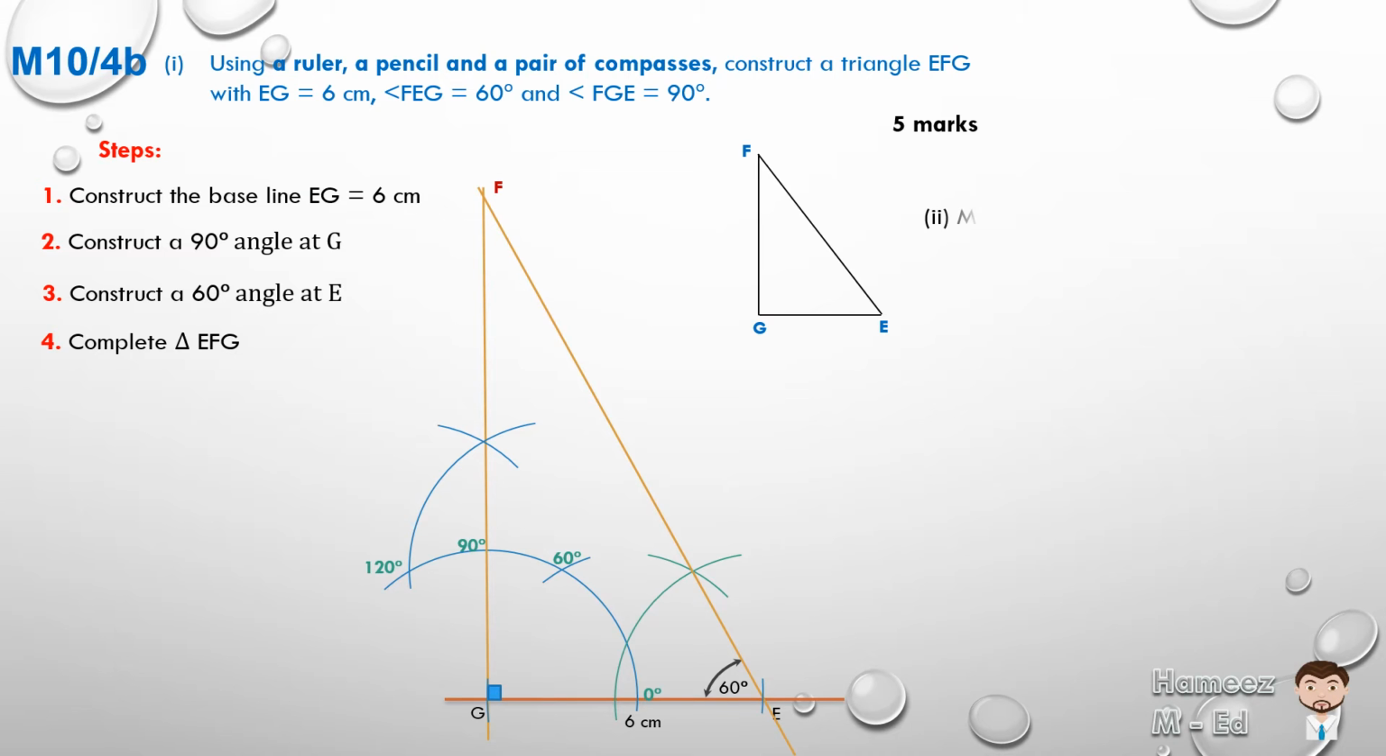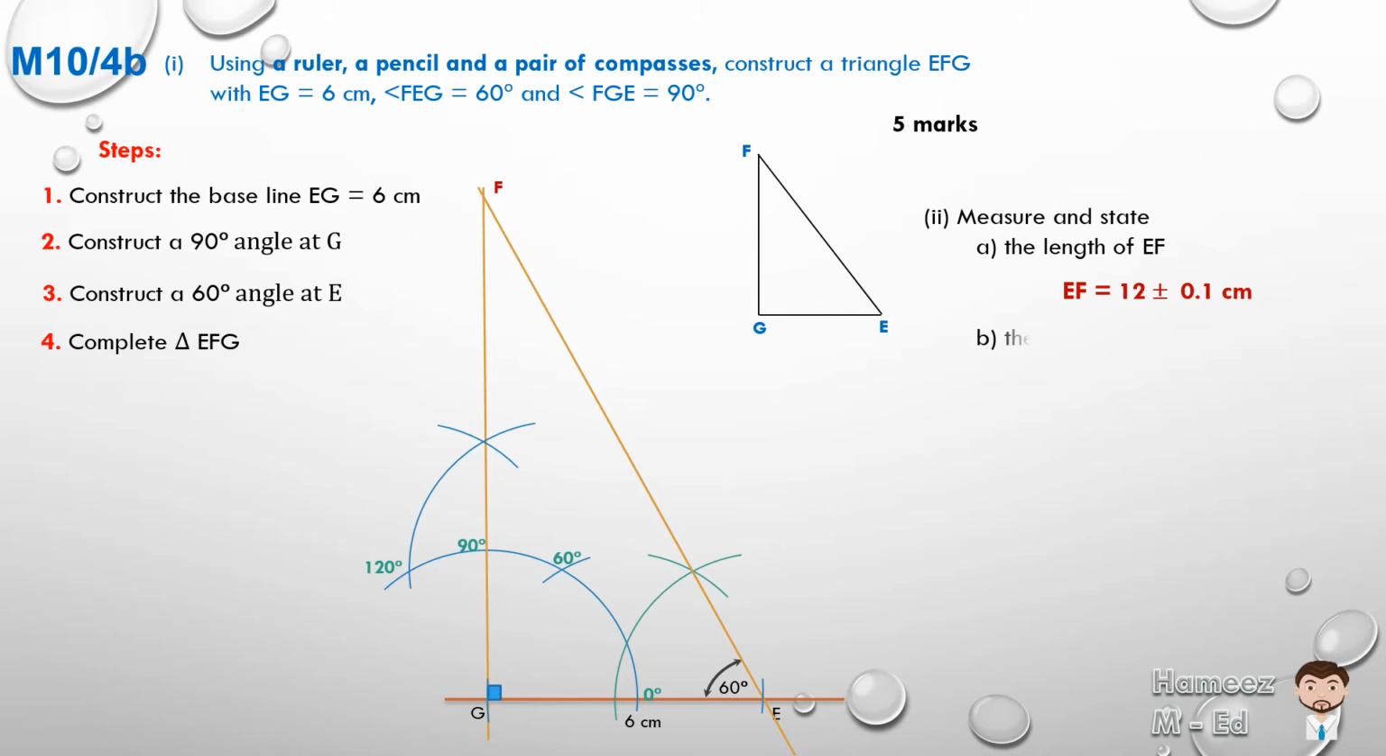Part 2. Measure and state, Part A, the length of EF. So if we measure EF, that should give us 12 centimeters. However, the marking system is such that we know some students differ slightly. So anything 0.1 centimeters above or below 12 will also be given a mark. So if you got 12 centimeters, 12.1, or 11.9, anywhere within that range, that will be fine.